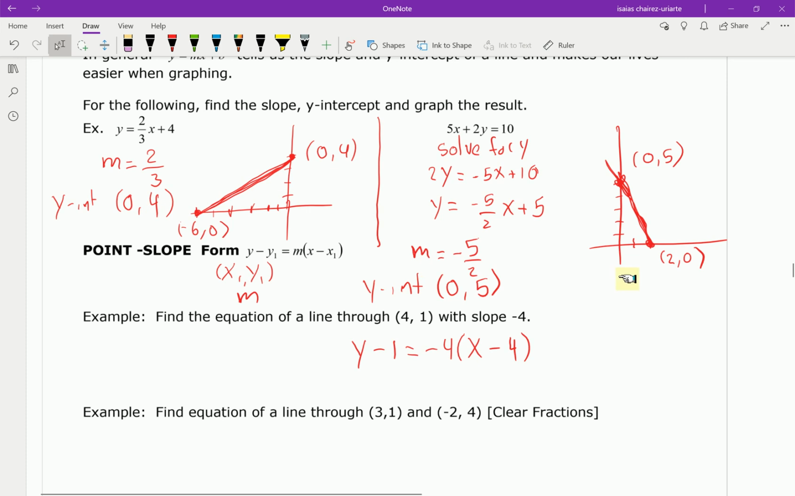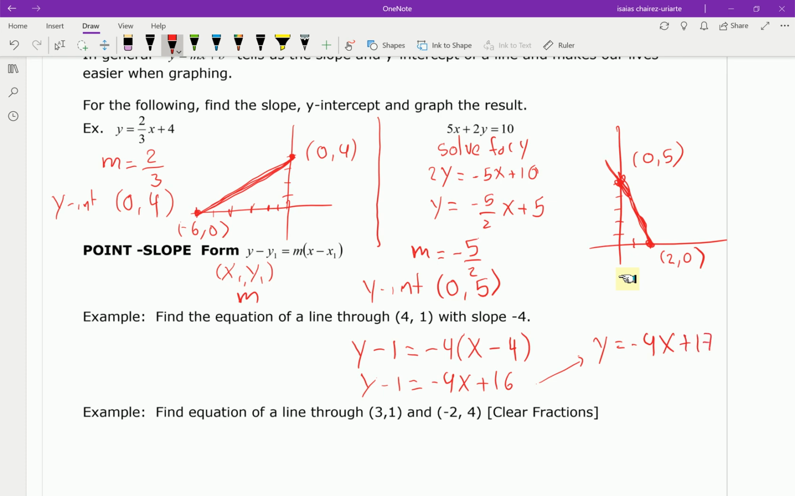Let's take it one step further and actually put this equation in slope-intercept form. So y equals mx plus b. So I'm going to say y minus 1 is equal to negative 4x plus 16. And then I'll add a 1. So y equals negative 4x plus 17.